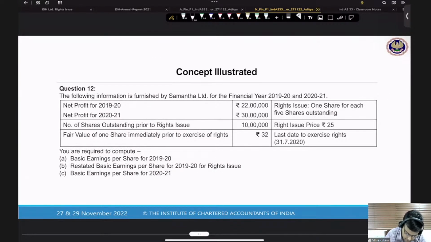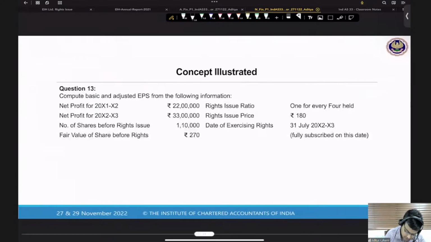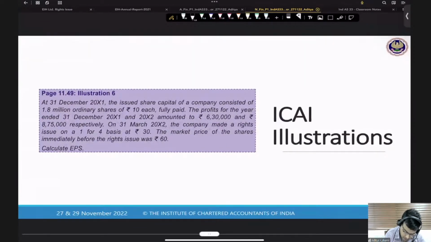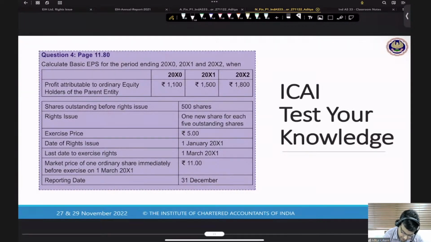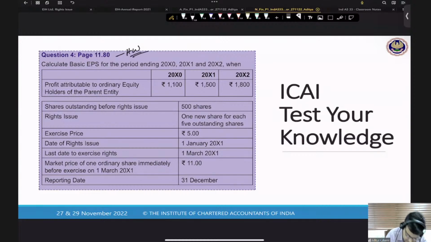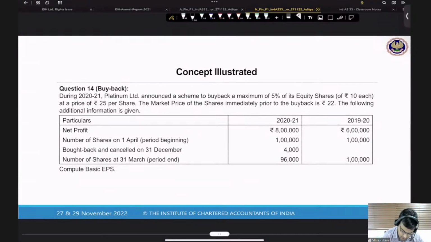Okay. This one we have solved. This one I have left with you for homework. I am leaving this for homework. Illustration 6. I am leaving this also for homework. Question 4, test your knowledge. This also I'm giving you for homework.